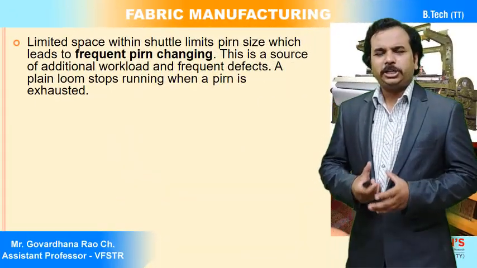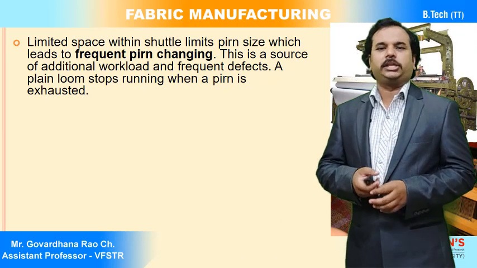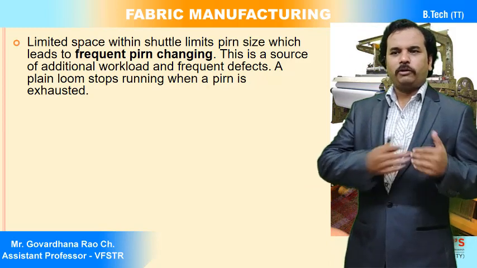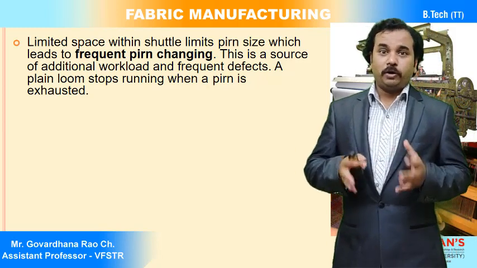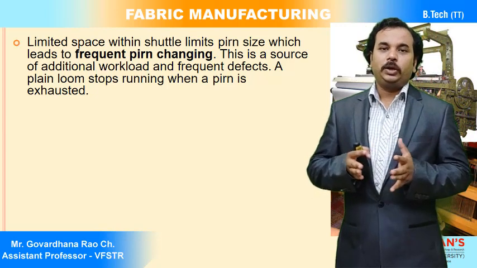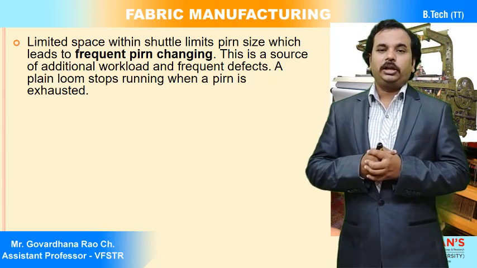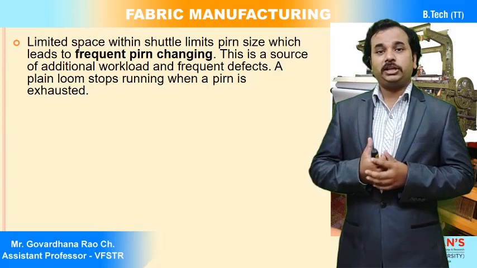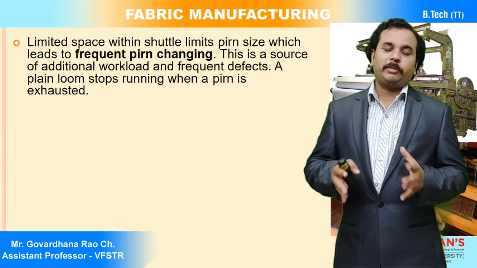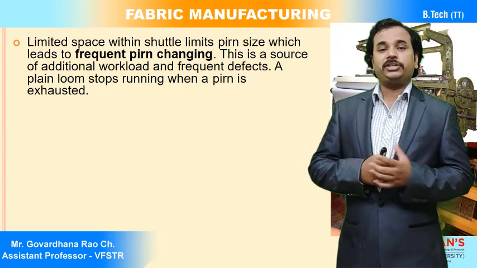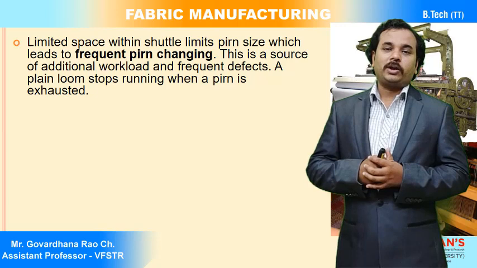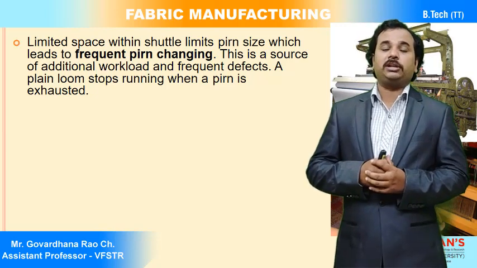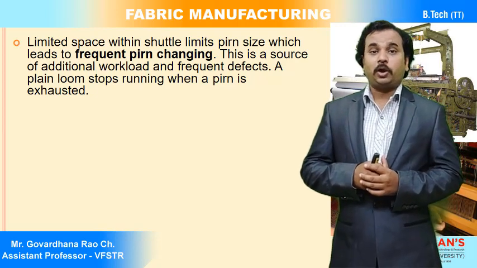Then, the limited space within the shuttle limits the pirn size. The shuttle size is limited because you cannot go for a bigger shuttle. If you increase the dimensions of the shuttle, you can accommodate a bigger weft package, but the weight of the shuttle keeps increasing. So you require more force or more energy to transfer the shuttle from one side to the other.